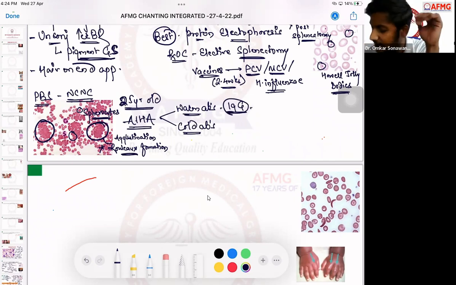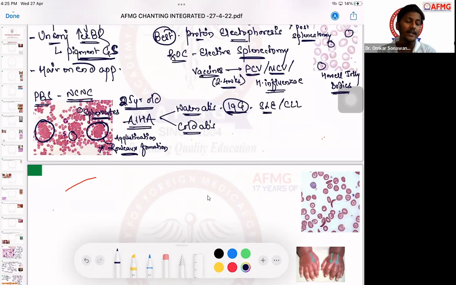And warm antibodies cause autoimmune hemolytic anemia seen in conditions like systemic lupus erythematosus, SLE. Then in cases of chronic lymphocytic leukemia, CLL, or in multiple other conditions also, we can see warm antibody induced autoimmune hemolytic anemia.